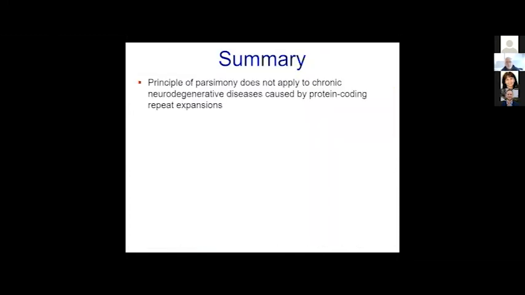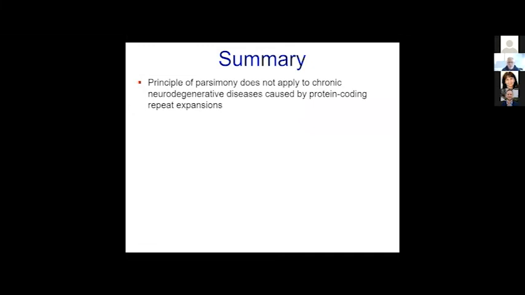So in summary, what I would have to say is that I think the principle of parsimony probably does not apply to any chronic neurodegenerative disease. And so if I say to you aggregation is the end all, I'm wrong. There are many different things that occur when you have a chronic disease state, and things are occurring over time.